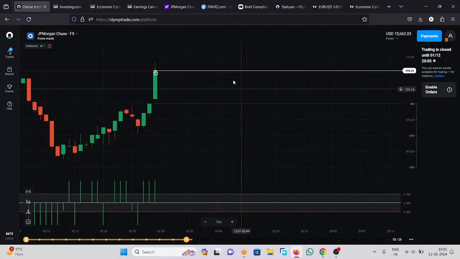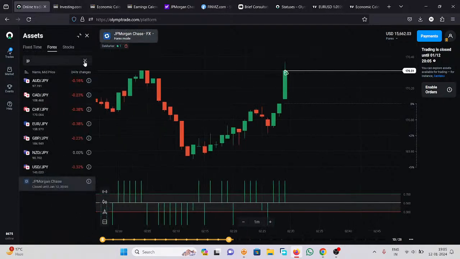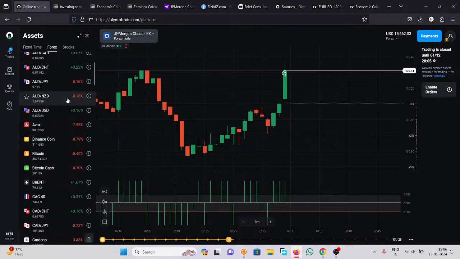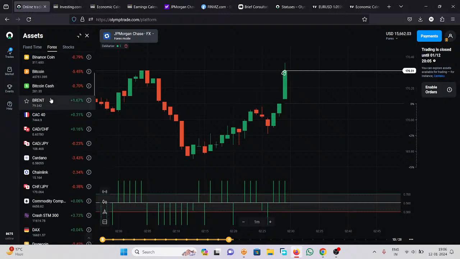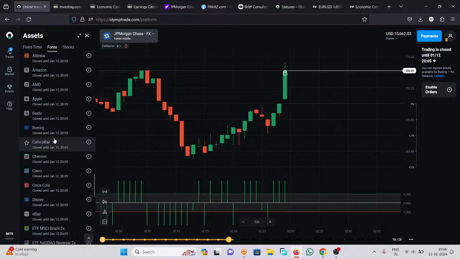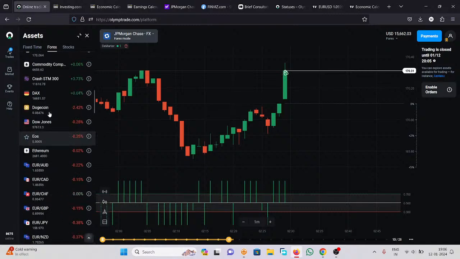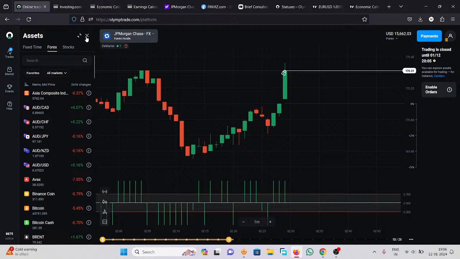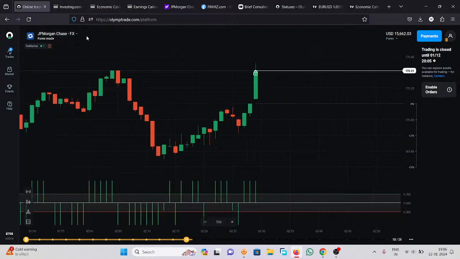First of all, what is the difference between the Indian trading market, forex, and here? On our forex, we are not providing trading only with currency pairs. We have ETFs, stocks, commodities. You can check it from here, all markets: commodities, composites, crypto, currencies, ETF, indexes, metals, stocks. One more thing, the mathematics of forex working in the Indian market and Olymp Trade forex is completely different.